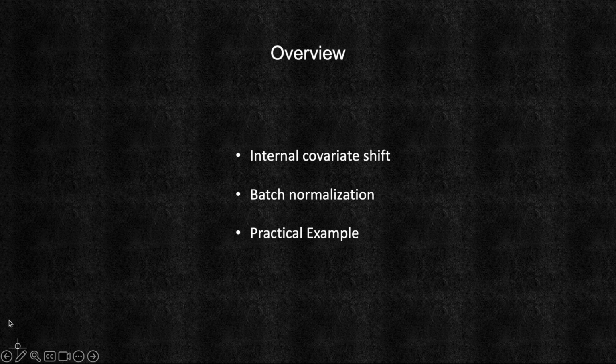First, let's check out internal covariant shift. When we train the deep neural network, each layer's input is the output of the previous layer. The distribution of each layer input changes during training. It slows down the training process. For some activation functions, internal covariant shift causes gradient vanishing or exploding. I will include an example later to illustrate.